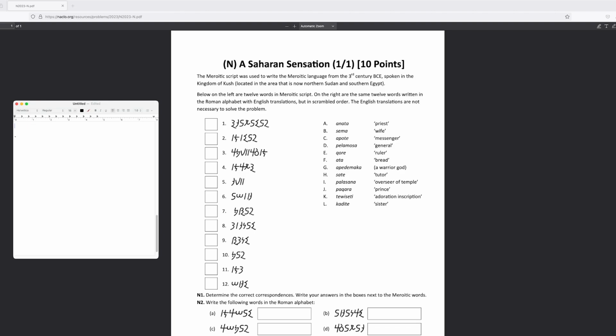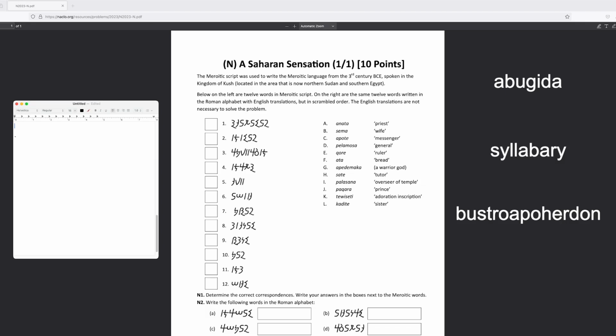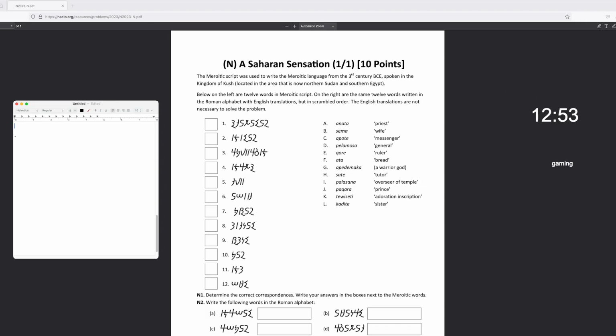Now, if you're familiar with terms like abugida, syllabary, and boustrophedon, then you can skip to the timestamp on screen right now that I definitely currently know and totally did not add in while I was editing. Otherwise, let's get straight into it.